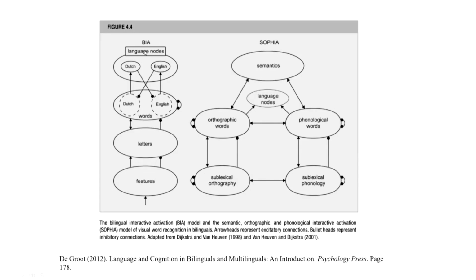This one on the left is the bilingual interactive activation model. You can see that it has language nodes, it has language information, Dutch or English, it has words from Dutch and English, it has a letter level, it has a feature level as well. You can see how the flow of information would be when you present some input: the features will get activated which are present in the input. These features will in turn activate the letters that contain those features and not the letters that do not contain those features, and then words from both Dutch and English that contain those same letters.